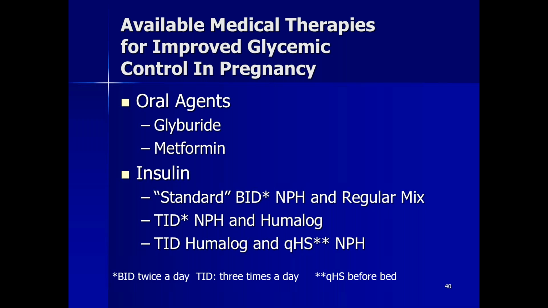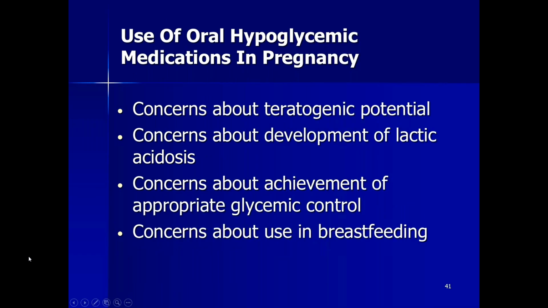Know that your group, your team needs to pick one or two that you find your patients can understand and use, because switching her from regimen to regimen is going to increase her confusion and lengthen the time until she is able to achieve control. Again, the teratogenic potential is really more related to your glucose control at the time of conception. Other concerns about hypoglycemic medications, the development of lactic acidosis.